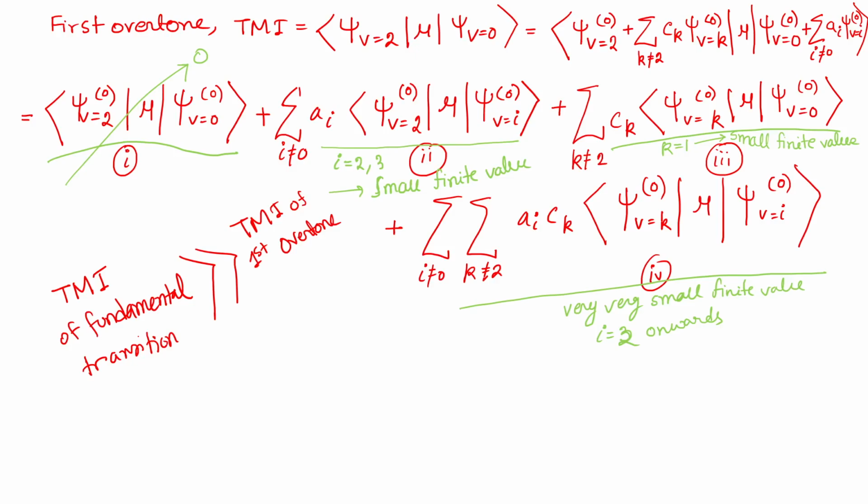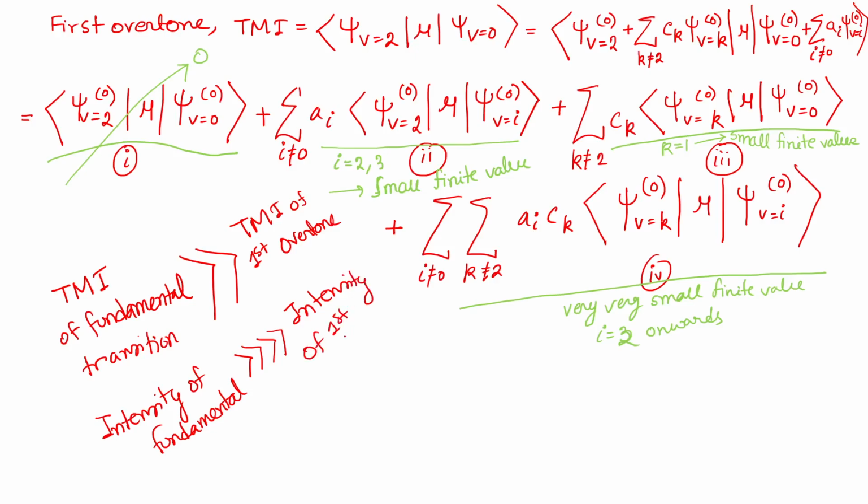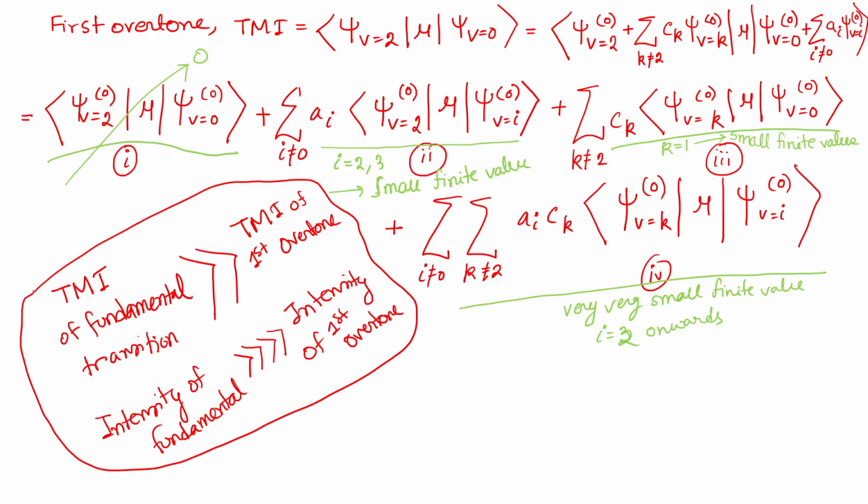So obviously my intensity of the fundamental is going to be even bigger than the intensity of the first overtone, right? That is actually the basic idea behind what we are discussing, that delta v can be plus minus 1, plus minus 2, plus minus 3.